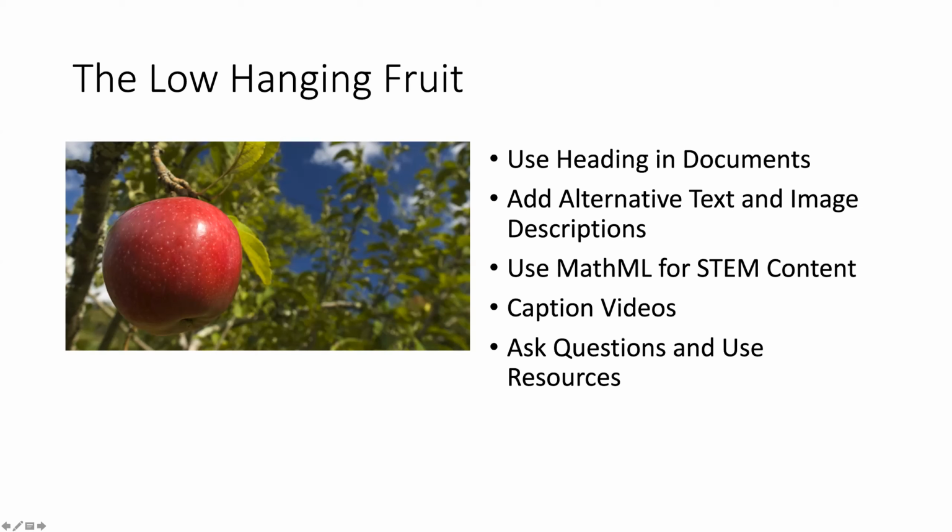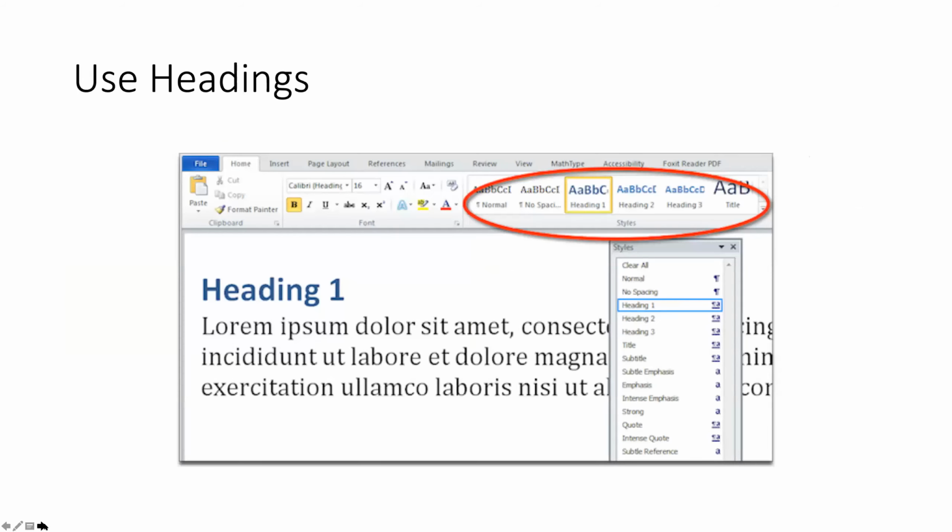So let's get started. This is what we call our low-hanging fruit. And the first one is to use headings in Word and actually to use styles. And I'll show you how these headings and styles are accessibility features, but really they're not. Really, they're usability features disguised as accessibility features. They're about creating structure for your documents.